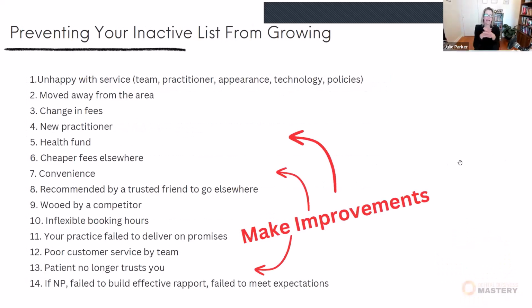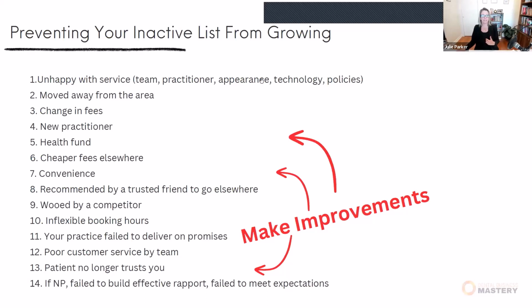Now, we're talking about how to prevent your inactive list from growing, and this is the list to go through before you start sending out the letters, the SMSs, the emails, having the phone conversations. Before you do any of that, gather the team together. Go through every one of these 14 reasons patients leave that we delivered at the start of this webinar and think, could this one be relevant to us? What can we do to improve it a little bit? So, unhappy with service: get the whole team to go through increasing the level of customer service in your practice and start implementing a better way of interacting with patients, etc.